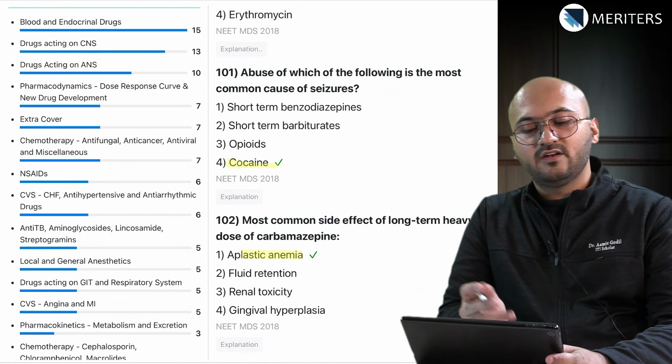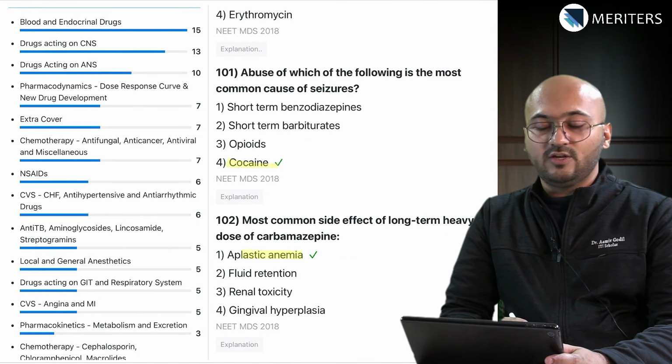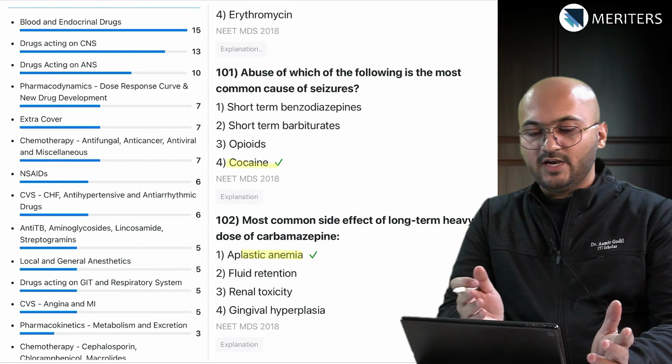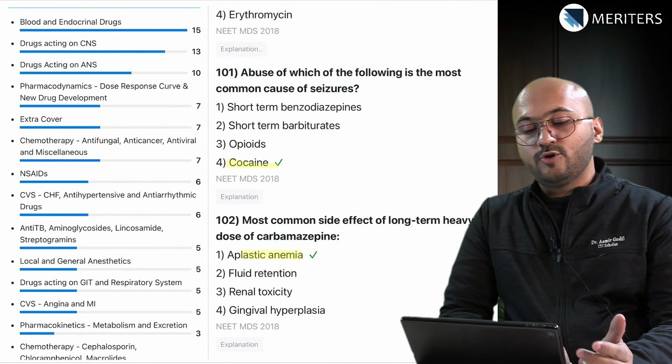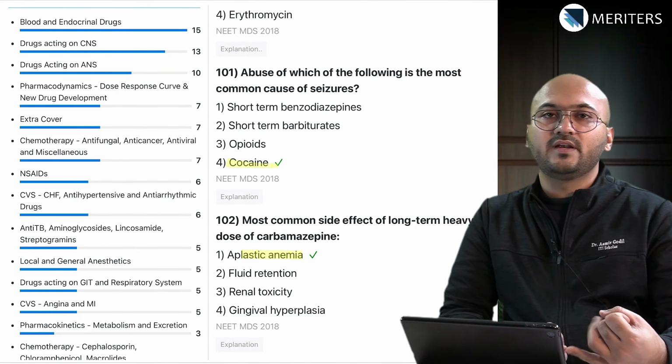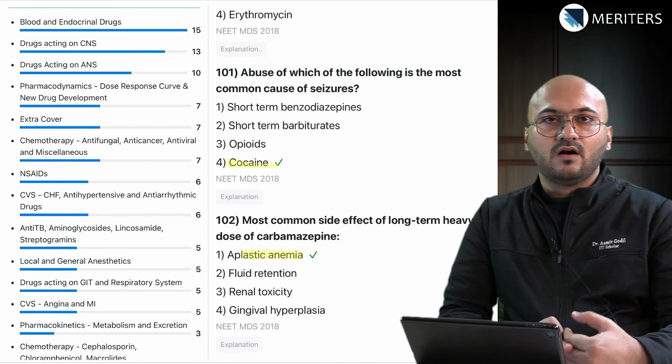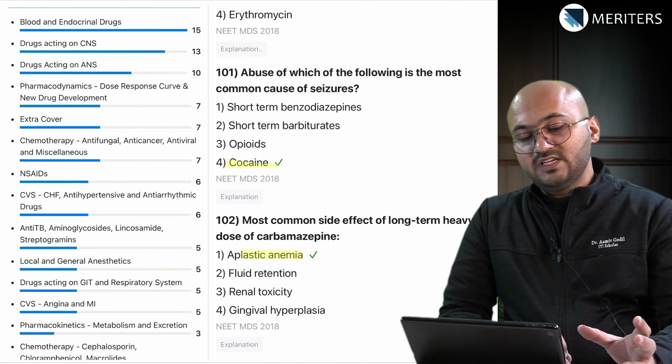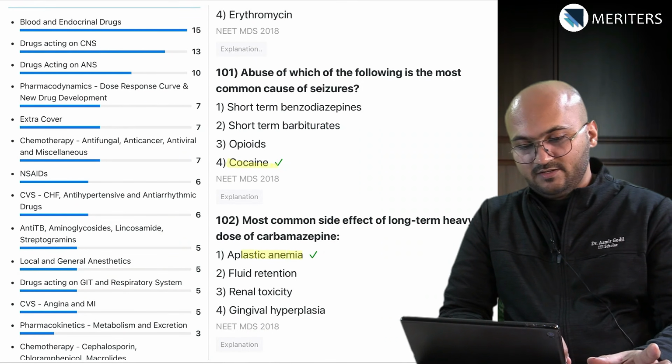So blood and endocrinal drugs is 15 questions. So blood say 7 and endocrine 7. Then followed by CNS and ANS. So nervous system, the sympathomimetic, parasympathomimetic and likewise. So all of these are most important in pharmac.